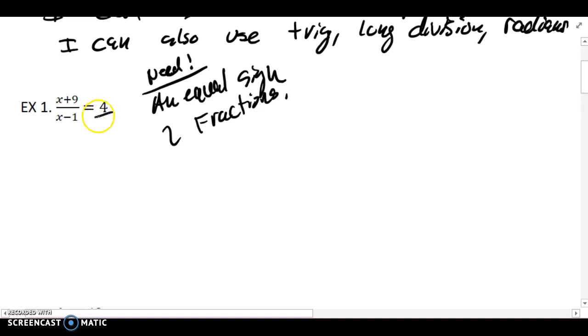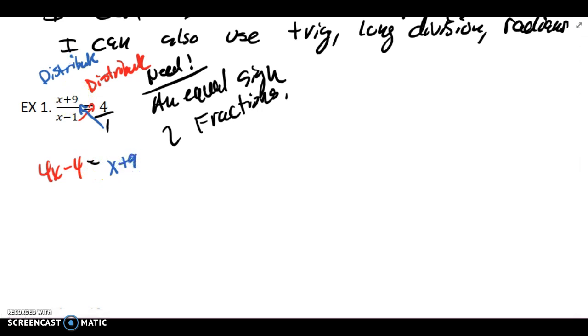So what we're going to do here is we're going to put a 1 underneath that 4, so now we have two fractions. Then we're going to cross multiply. So this x minus 1 is going to go to this 4, so it's going to distribute. So we're going to get 4x minus 4. Then that 1 is going to go to the other side, and it's going to distribute, because we have one thing going into 2, so we're going to get x plus 9.